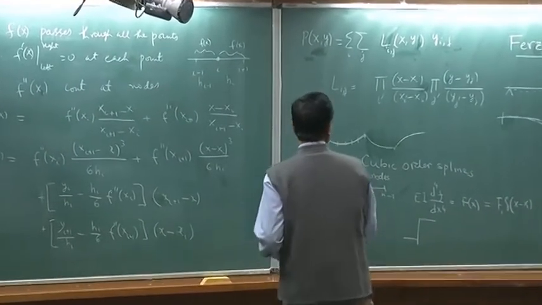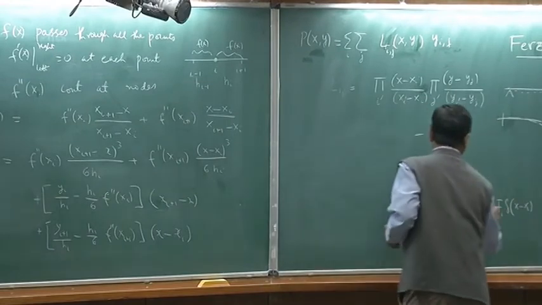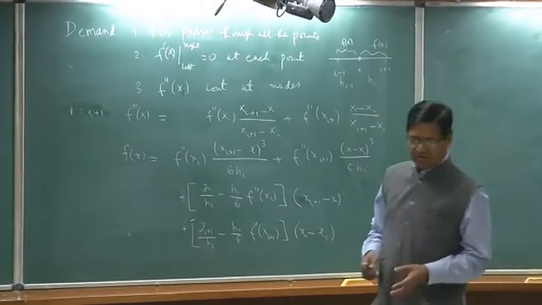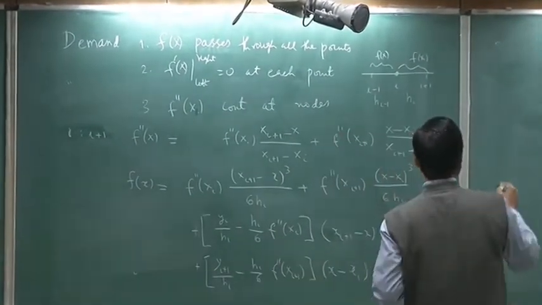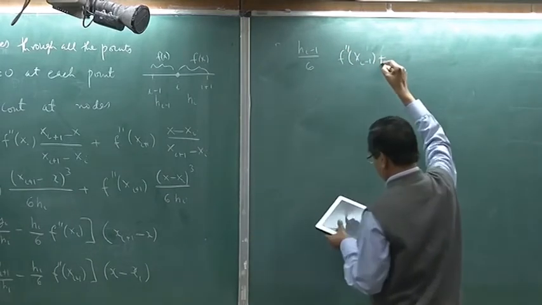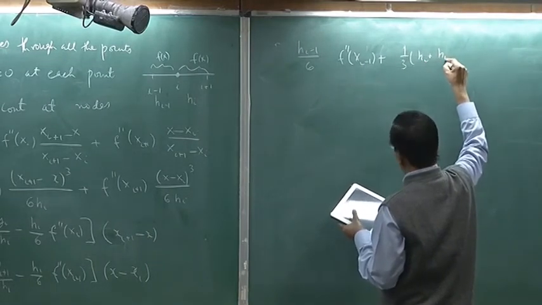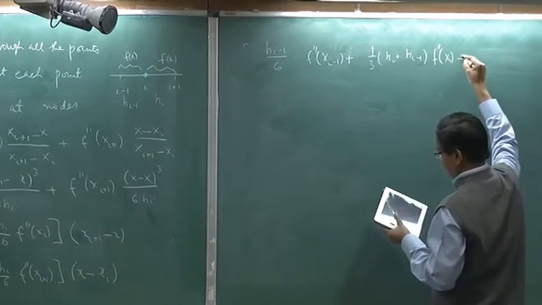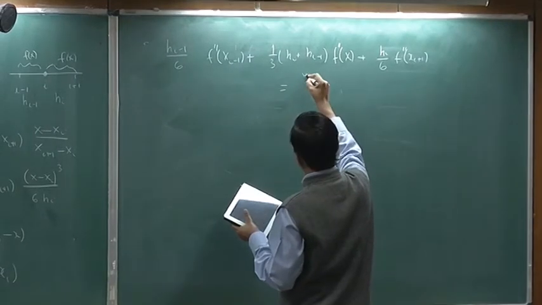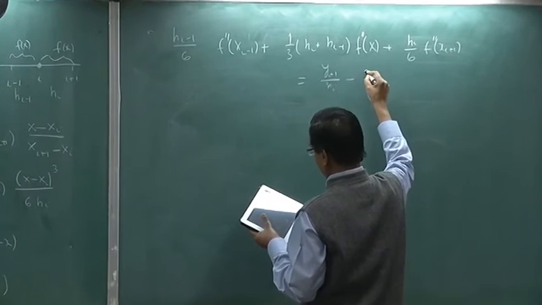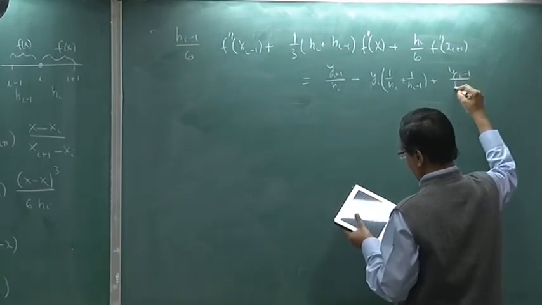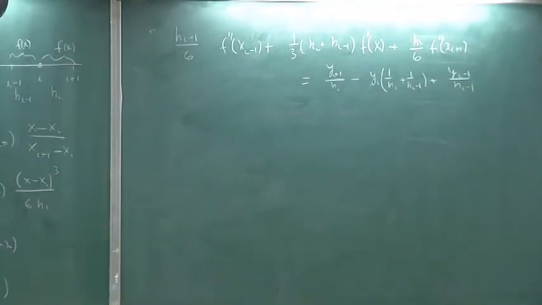If you do the algebra correctly, you are welcome to do it, you will get an equation which looks like, which is quite an easy equation in fact: h_{i-1}/6 plus 1/3 equals. Okay, so this is by setting the derivatives from both the sides equal.